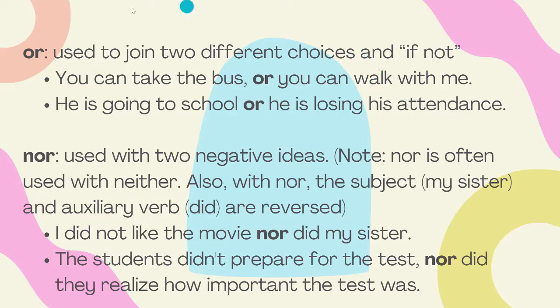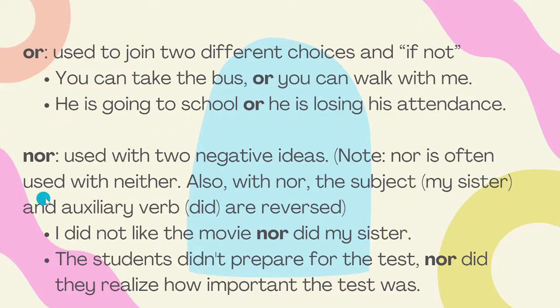Now, the second meaning of or is if not. So for example, he is going to school or he is losing his attendance. So, maknanya dalam bahasa Indonesia, dia akan pergi ke sekolah, kalau tidak, dia akan kehilangan kehadirannya. So I hope you understand here the second meaning of or.